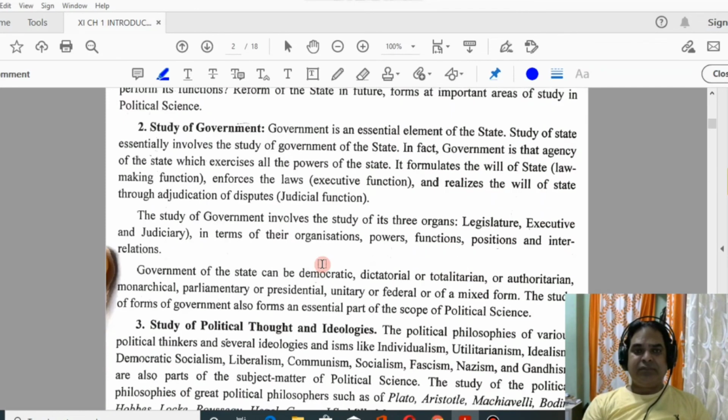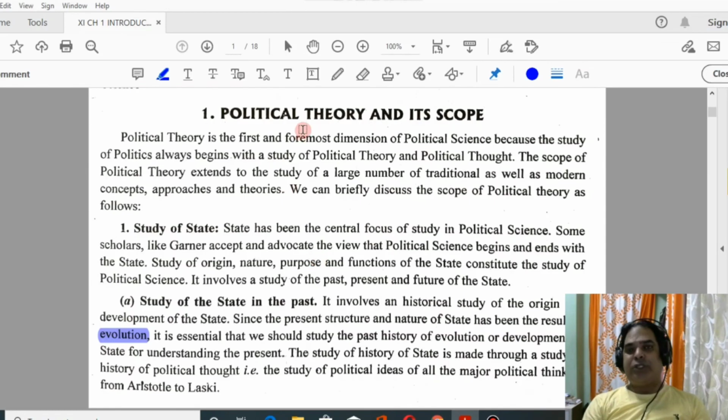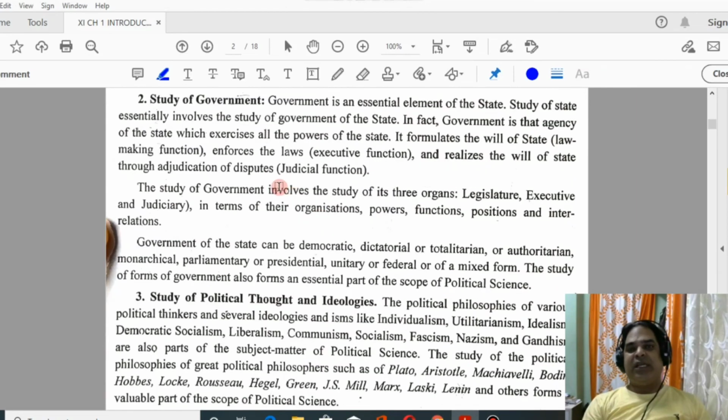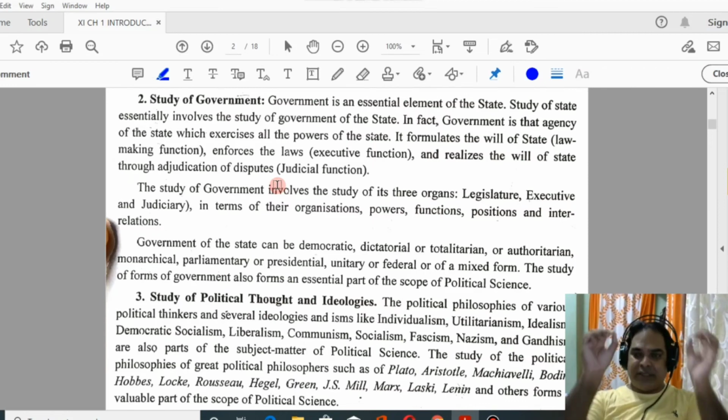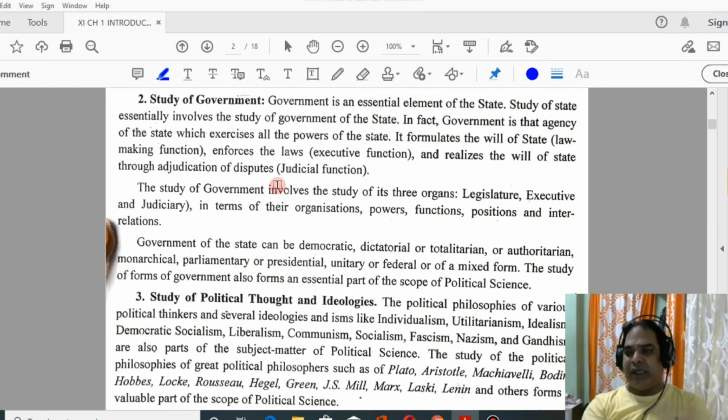Okay, now see, we are studying about the theories. The first topic you can see here is political theory and its scope. So we are studying about the theory. Now the second one is the study of government. Once we pick the topic of government, you understand that the study of government goes on and on, my dear. The study of government is a never ending process. You can see a government is an essential element of the state. One of the most important elements of the state is the government.